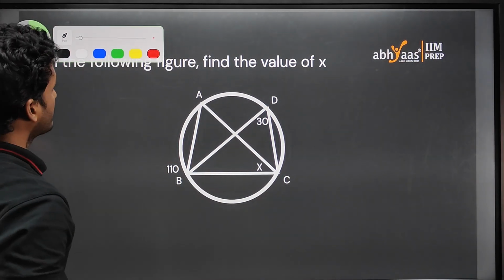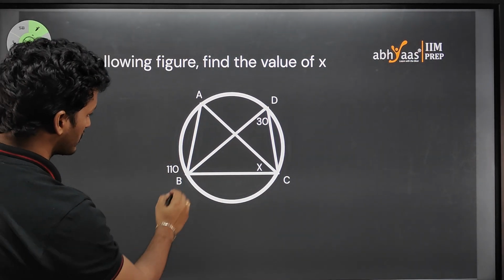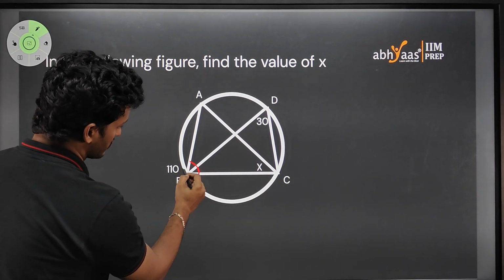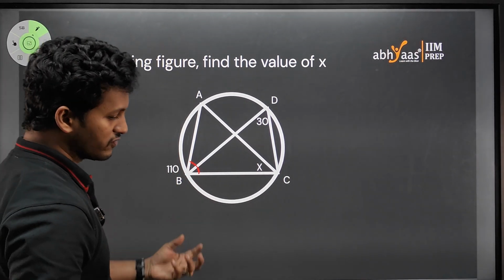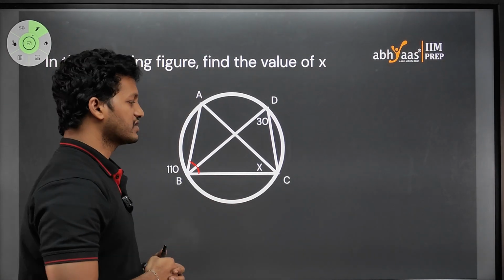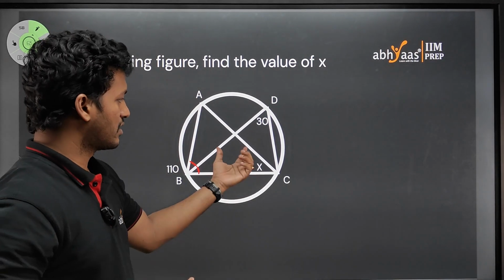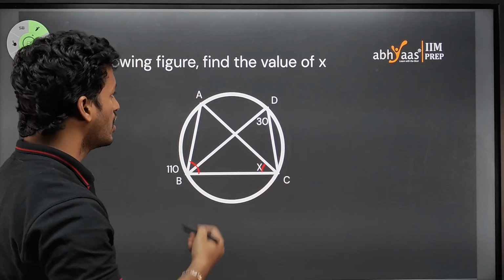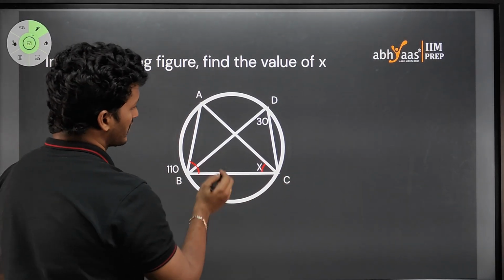In the following figure, find the value of x. So here I think angle B is 110 degrees. So here we have to apply the properties of circles. Directly we can find this value of x through the properties of circles. What properties of circles will apply?